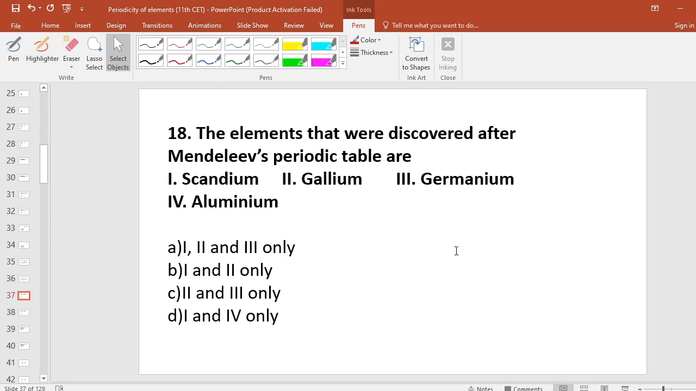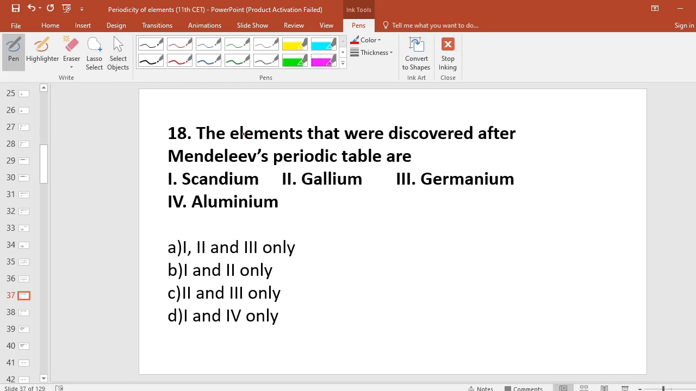Next one. The elements that were discovered after Mendeleev's periodic table are. They have given a list of elements, that is scandium, gallium, germanium and aluminium, and options below are: elements 1, 2 and 3 only. Option B is elements 1 and 2 only. Option C is 2 and 3 only, and option D is 1 and 4 only.